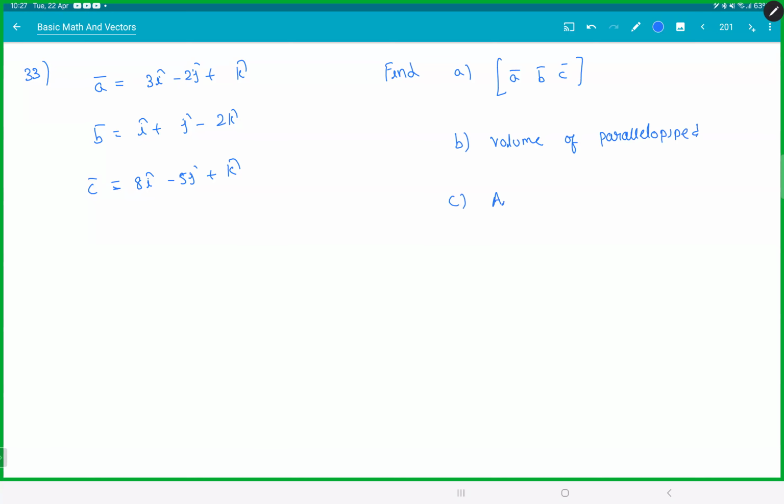Third thing, are the vectors coplanar? So for all the three questions, there are three different questions, but the answer is the same. You just need it only one time. Are the vectors coplanar? Let's get them.